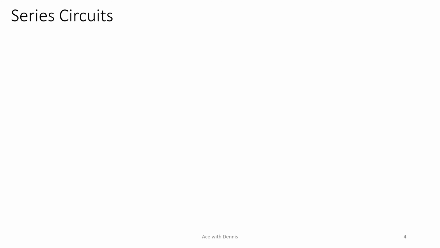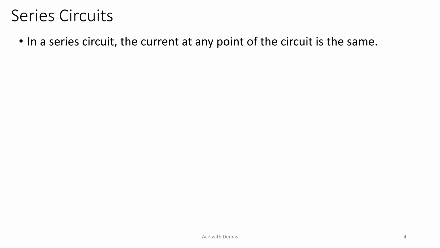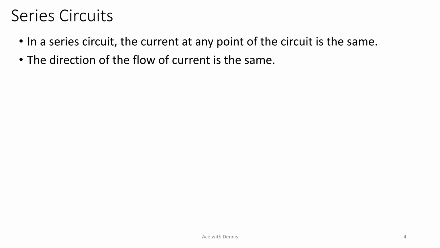There are two types of electrical circuits: series circuits and parallel circuits. For series circuits, the current at any point of the circuit is the same. The direction of the flow of the current is the same. This diagram shows a series circuit. We can see that all these currents I1, I2, I3 are the same, or in general, just I.